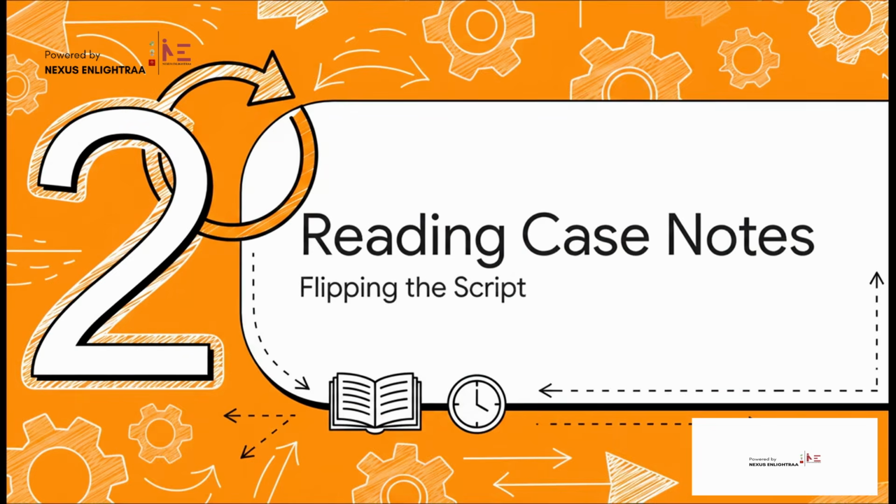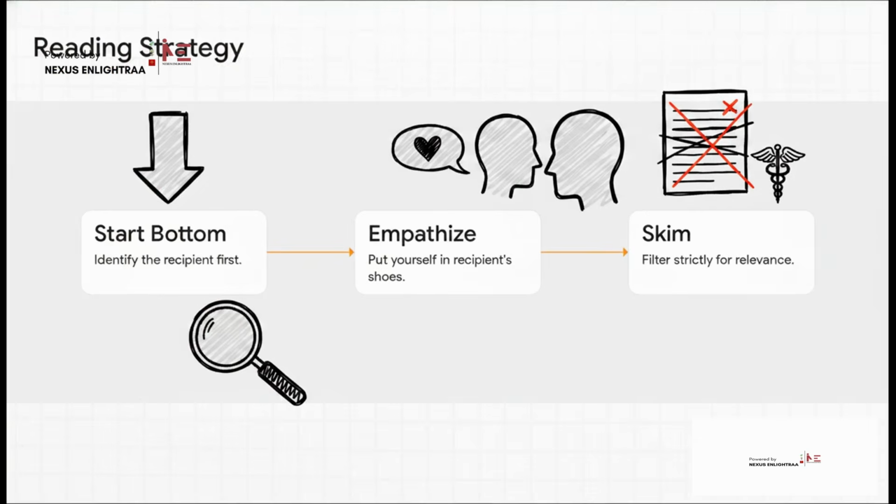Moving right along to Section 2, reading the case notes and flipping the script. You know, during those first 5 minutes of mandatory reading time, human nature strongly tempts us to just start reading those dense case notes right from the very top. Don't do it. Actually, flip the script entirely and check the absolute bottom first. Why? Because you need to identify your recipient and the requested action.